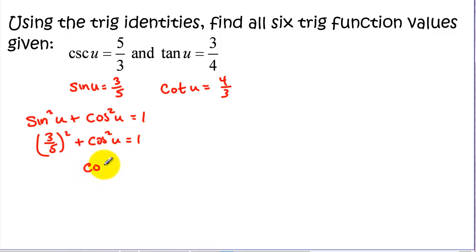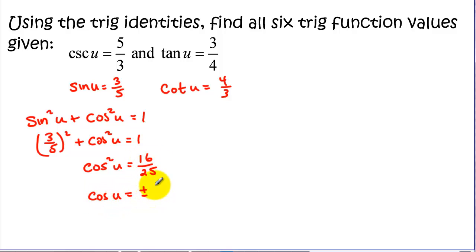So if I square this and subtract from 1, we get the cosine squared equals, that's going to be 9/25. So we subtract over here, we've got 16/25. And we square root both sides.